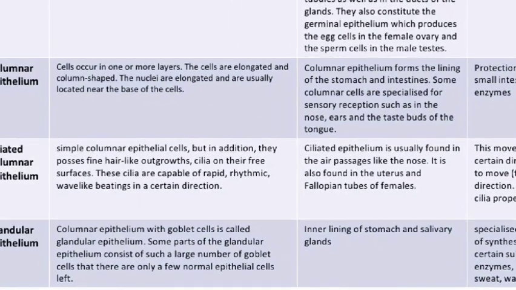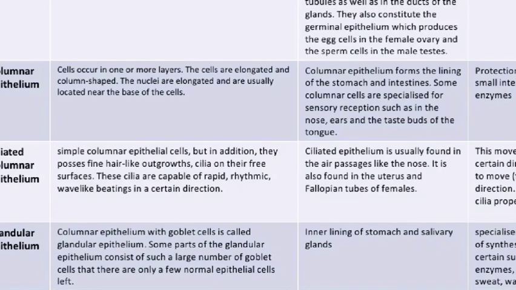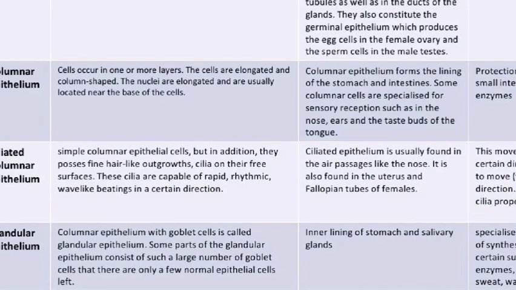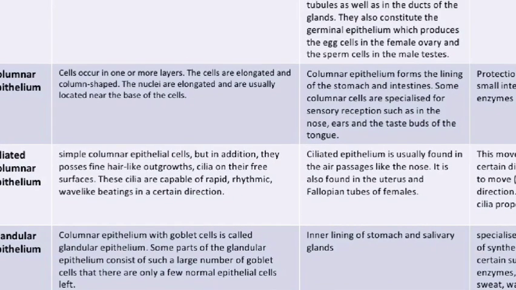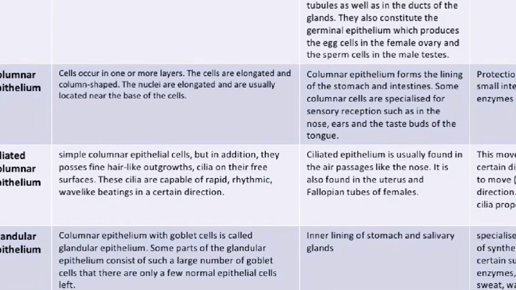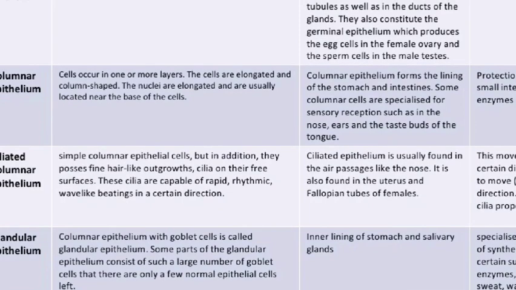Glandular epithelium. Columnar epithelium with goblet cell is called glandular epithelium. Some parts of the glandular epithelium consist of such a large number of goblet cells that there are only few normal epithelial cells left.